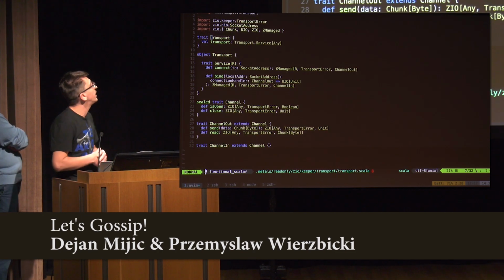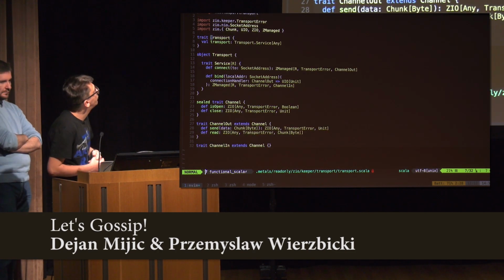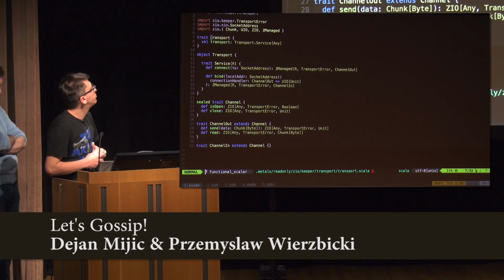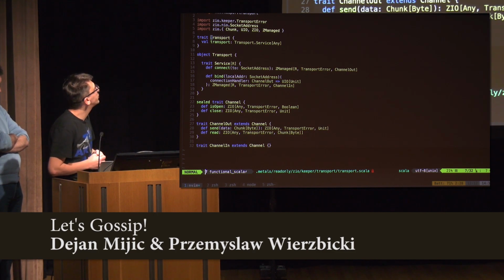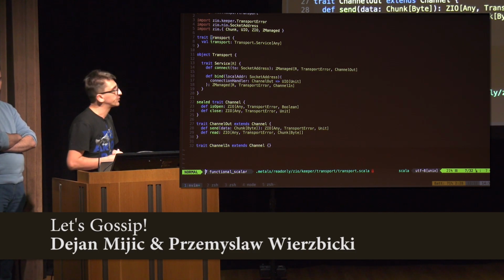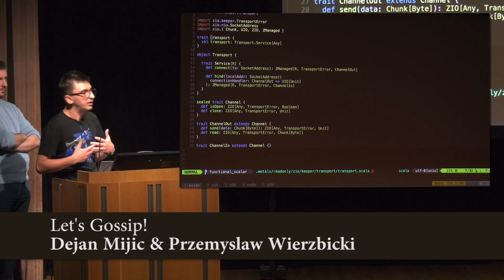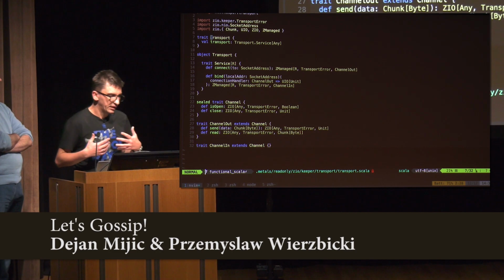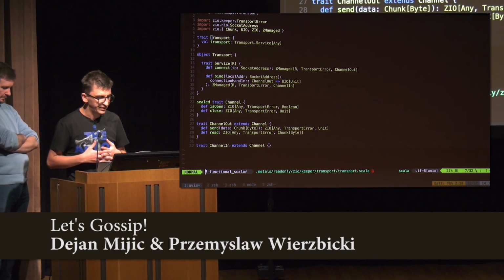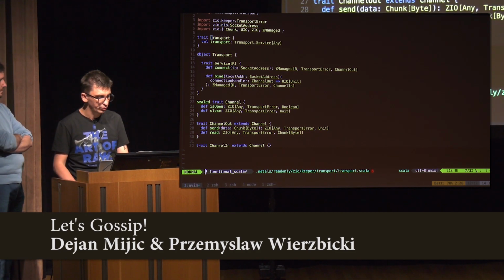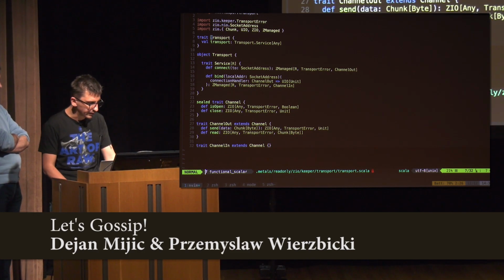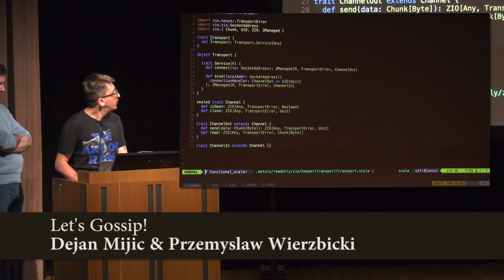So the layers are, if you're familiar with ZIO already, the services, or some people say the modules. So it looks pretty much the same as Console or Clock. And our idea is that it should be as easy as sending a message to the other machine as printing something to the console, right?